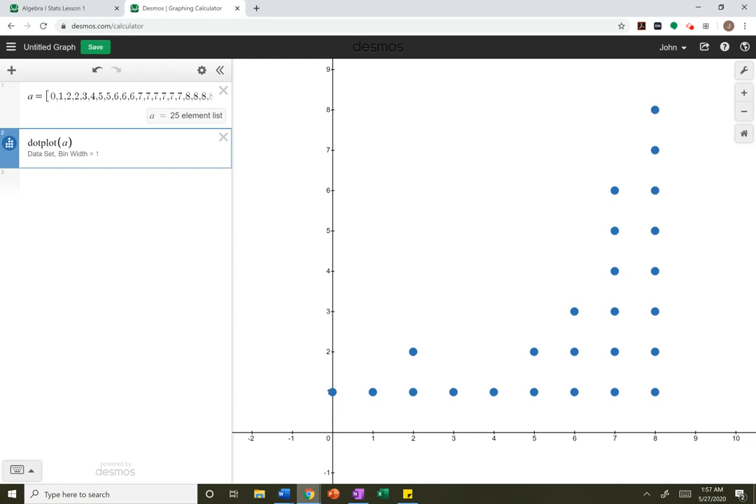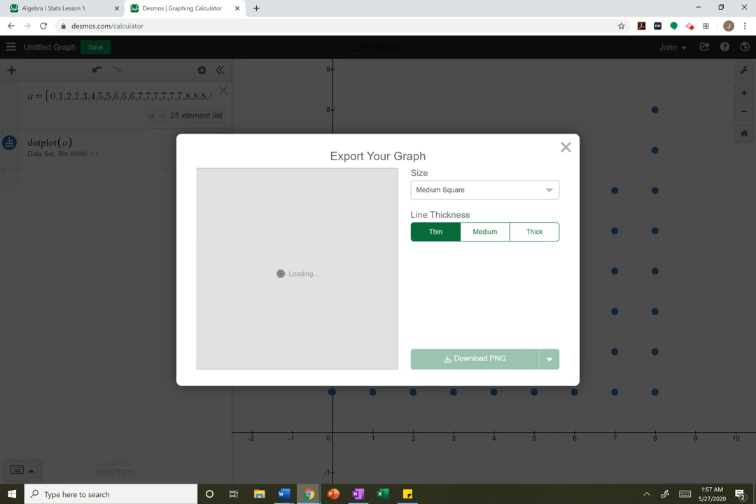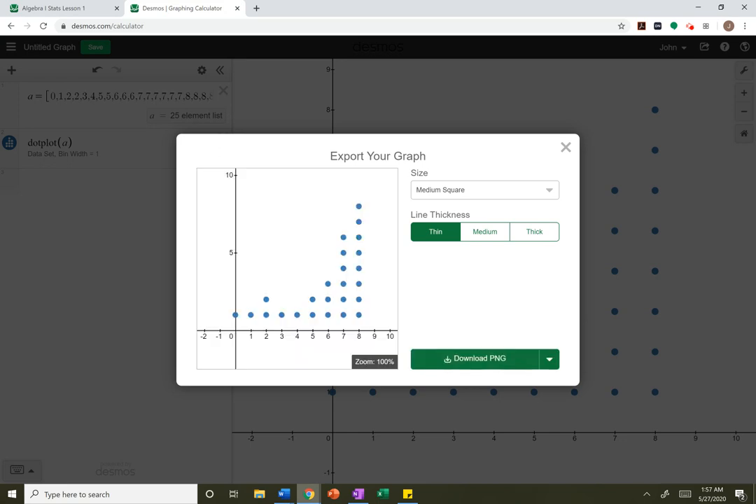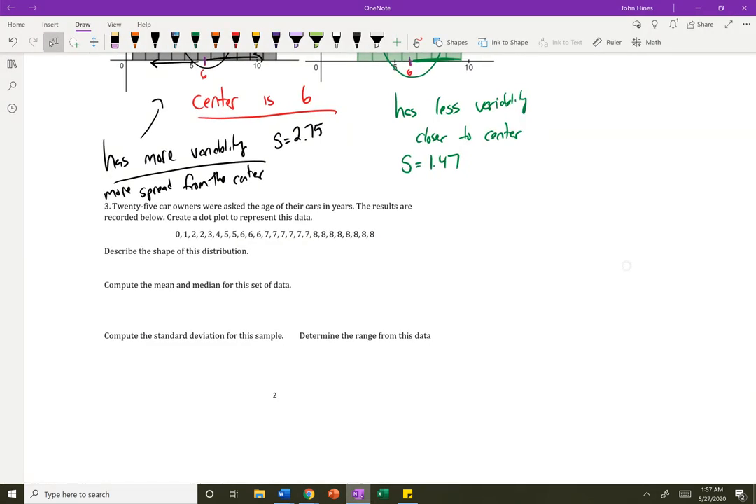So on your homework, I'm going to have you copy and paste this. The way that you're going to do that is you're going to hit this little button up here, share graph, export image. And then look right here. We can just copy and paste this. You can download it and input it, or you can just say copy, paste. So look right here. I just pasted.